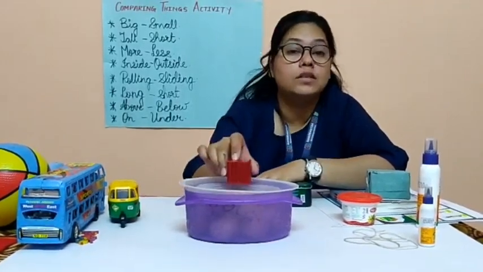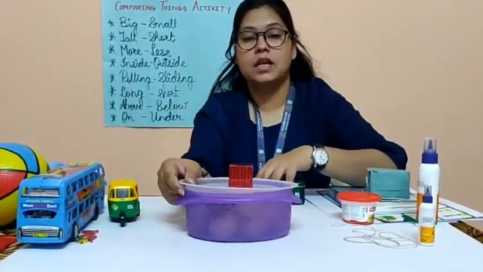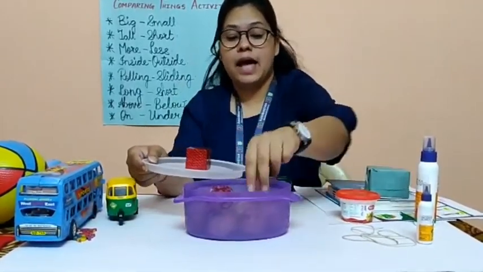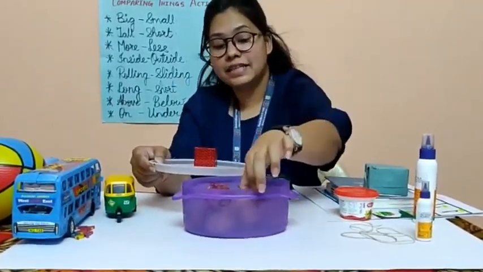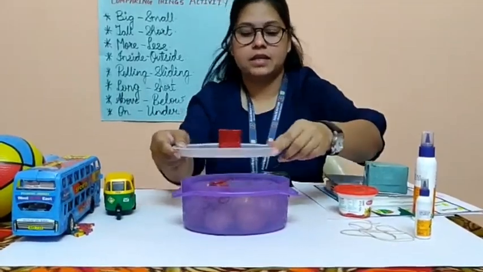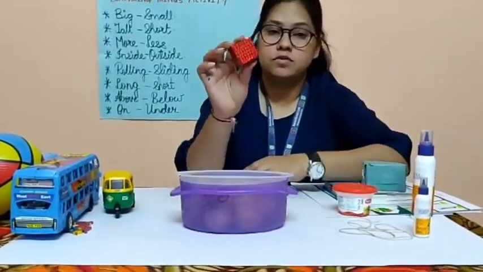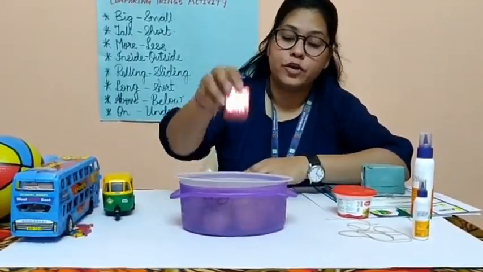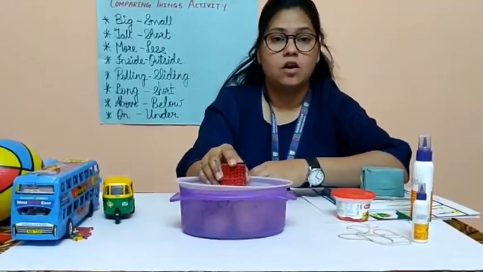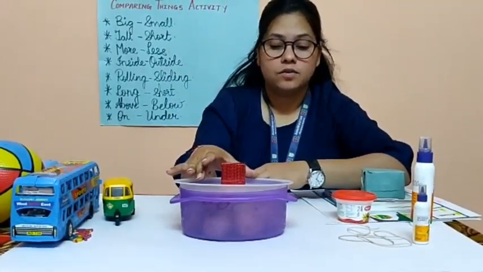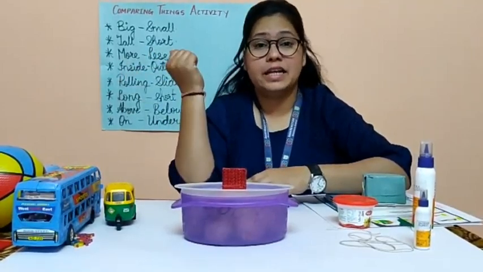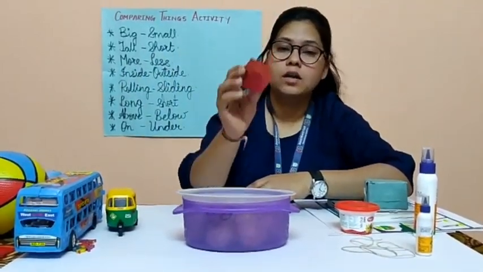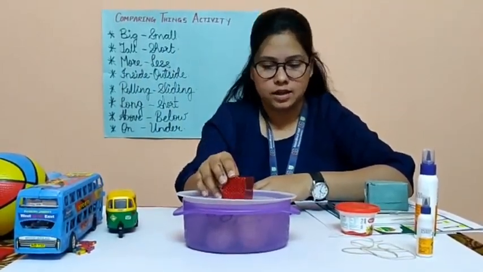Yes, it is on the lunch box. As we have seen in the previous example, anything which is inside the container, we say inside. Now this example is for on. If we are going to keep something on, for example a lunch box or any table, the box is on the lunch box.